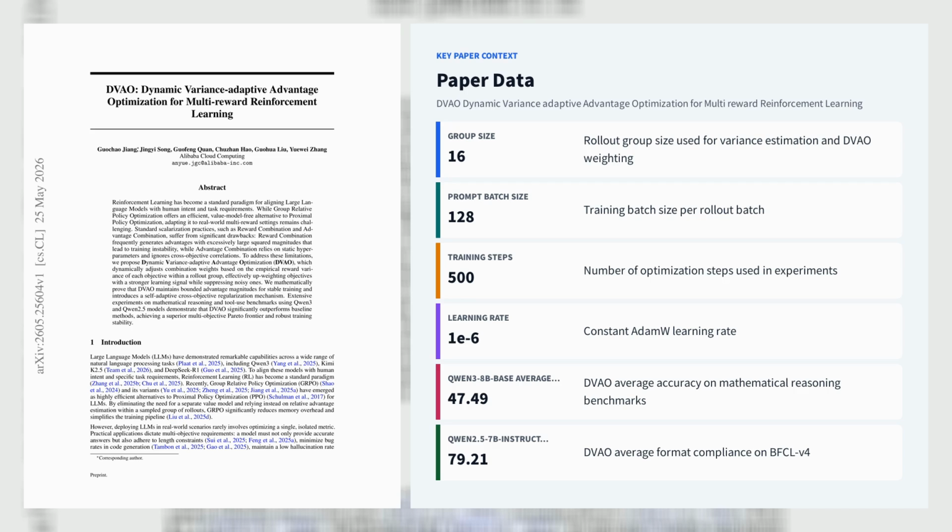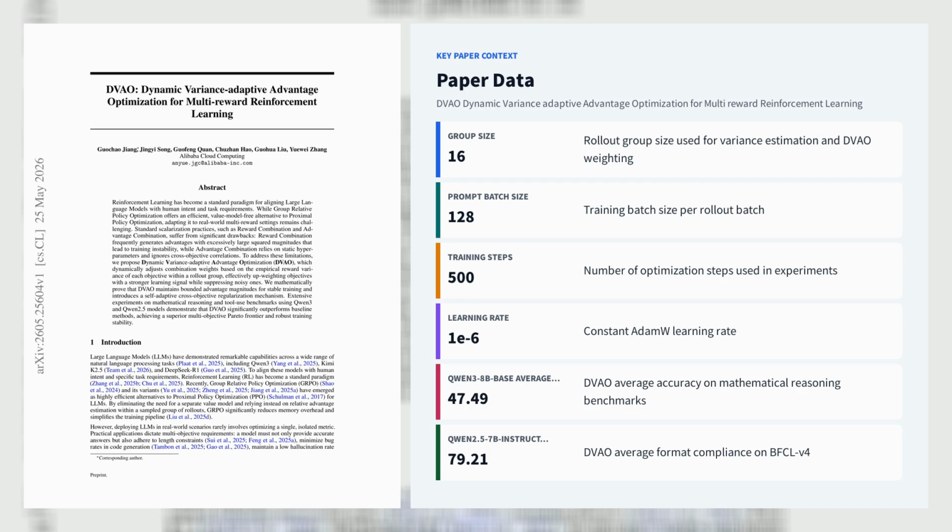The authors prove two key properties. DVAO bounds advantage magnitude relative to raw reward combination and introduces an implicit cross-objective regularization effect, with sensitivity depending on the combined rollout performance rather than isolated objective scores.